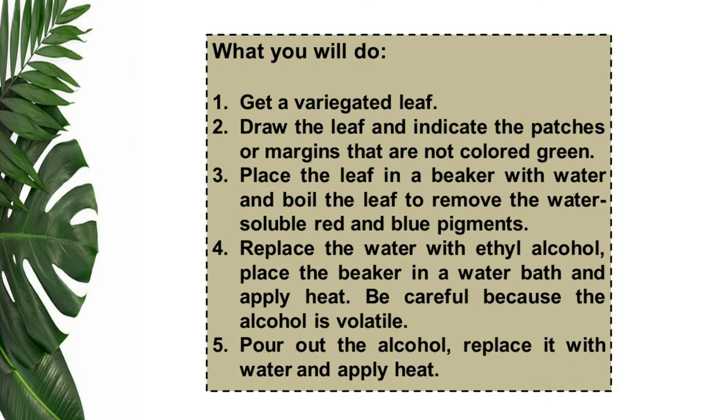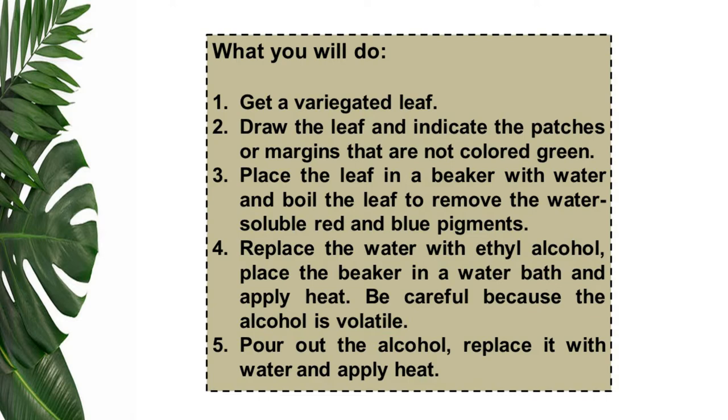For the procedure, you are going to do the following. 1. Get a variegated leaf. 2. Draw the leaf and indicate the patches or margins that are not colored green. 3. Place the leaf in a beaker with water and boil the leaf to remove the water-soluble red and blue pigments. 4. Replace the water with ethyl alcohol. Place the beaker in a water bath and apply heat. Be careful because the alcohol is volatile.